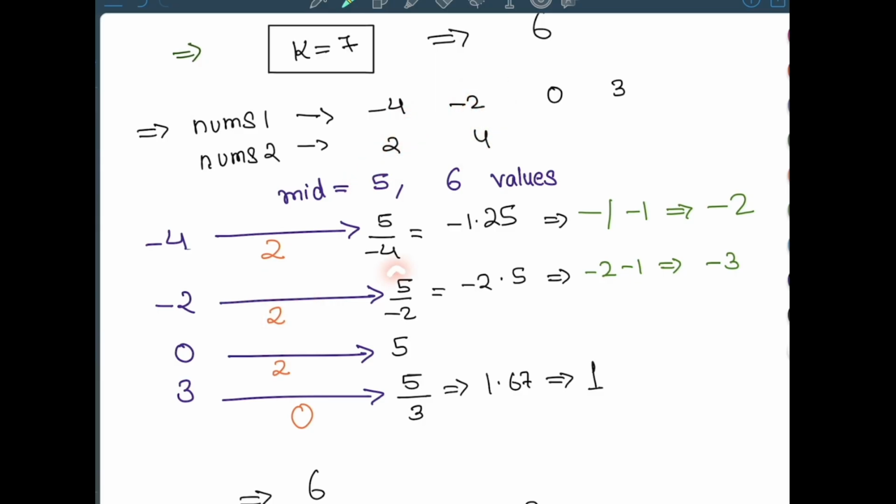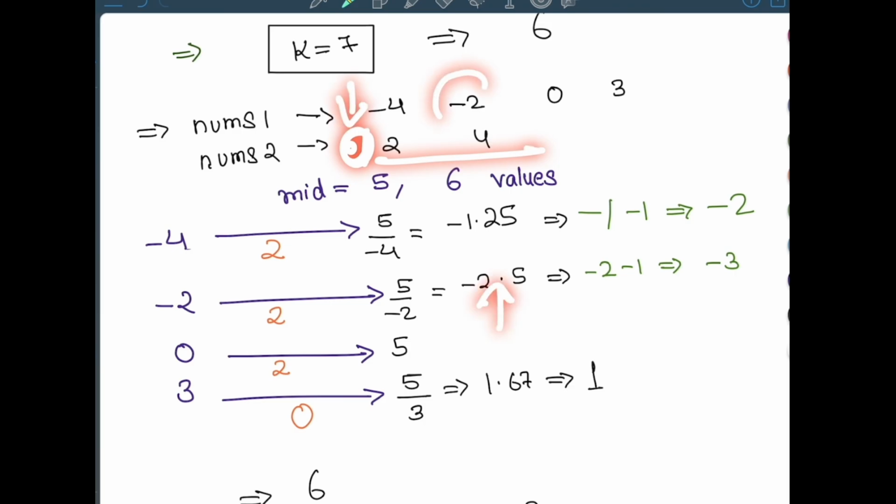Again the same formula: 5 divided by minus 2 gives minus 2.5. This minus 2.5 is going to fit somewhere in my array, right? Using binary search, we can easily find out which position minus 2.5 fits without looping through the whole array. It is fitting here, right? At the 0th position.